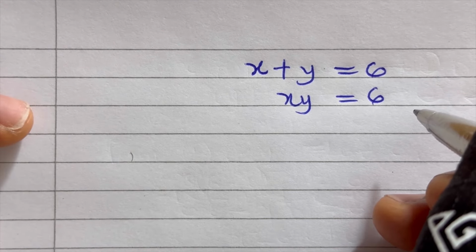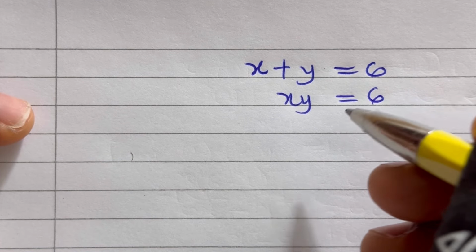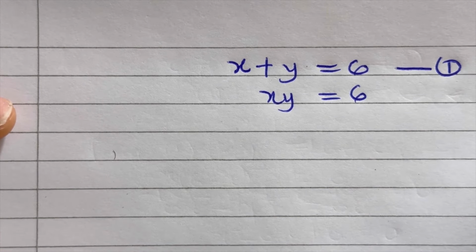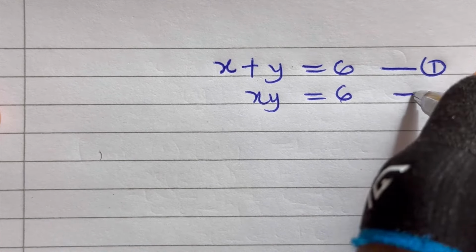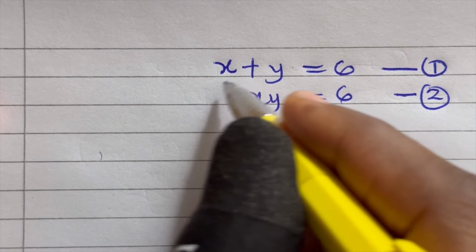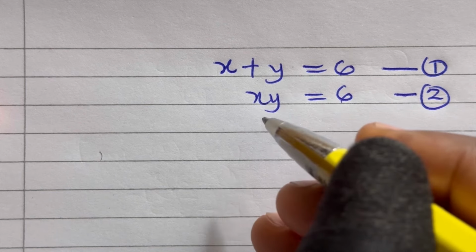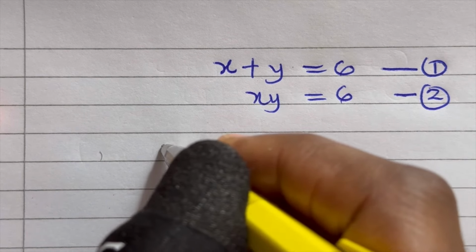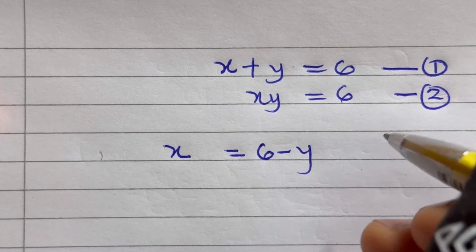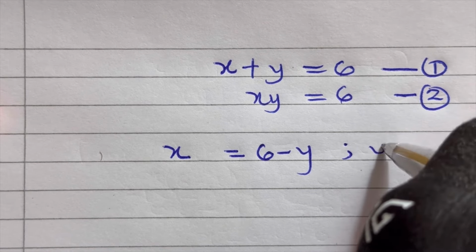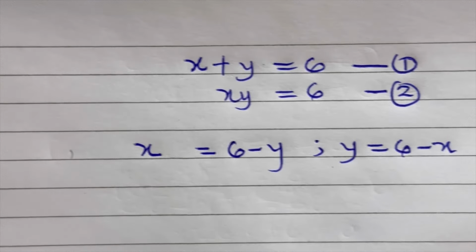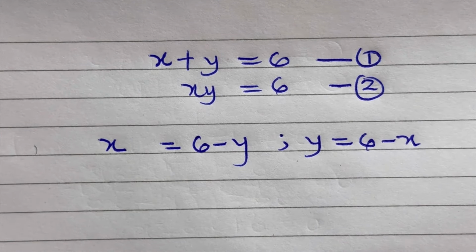In today's video, we are required to solve for x and y given this pair of simultaneous equations. I'm going to label them as equation 1 and equation 2 respectively, and then I'll solve for one of the variables and substitute it into the second variable. So for the first one, I have x is equal to 6 minus y. I can also do this as y is equal to 6 minus x. Whichever one I'm deciding to work with.